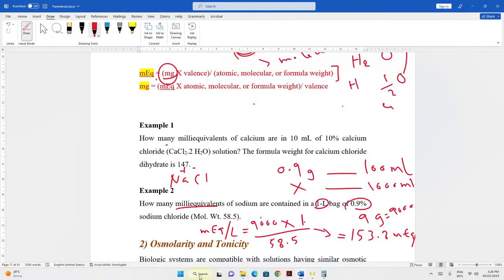While in Europe they like to use millimole. That's why you should be familiar with both. Okay, I forgot to say something in the first example, because it was asking about milliequivalents of calcium, but when we did the calculation, we got the milliequivalents for calcium chloride. As I said before, the milliequivalents of calcium chloride are the same as for chloride and the same as for calcium. They will all be the same. So whether calcium or calcium chloride, you have the same number of milliequivalents.